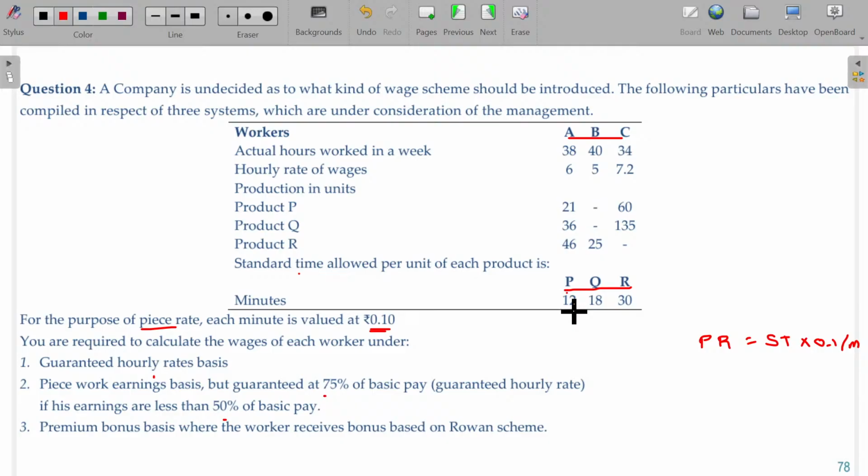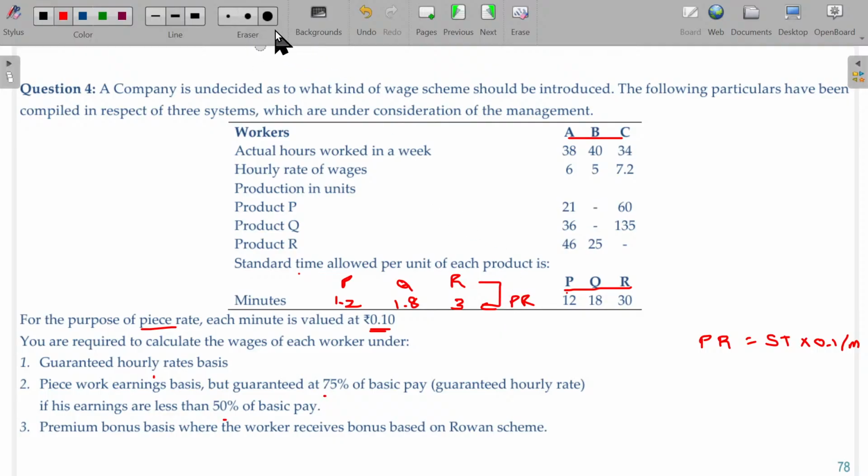P can be produced by working 12 minutes. Per minute costing 0.1 means 1 rupee 20 paise is the piece rate for P. 1 rupee 80 paise is the piece rate for Q. 3 rupees is the piece rate for R. P, Q, R, its piece rate.